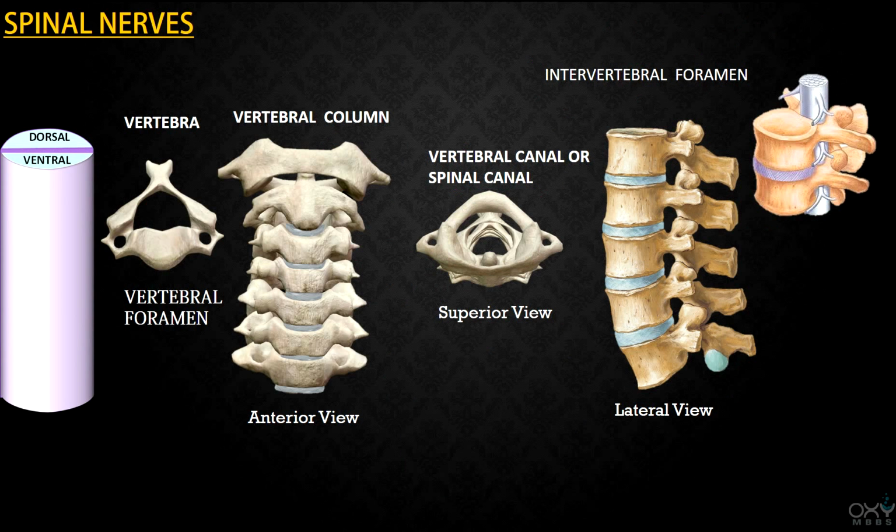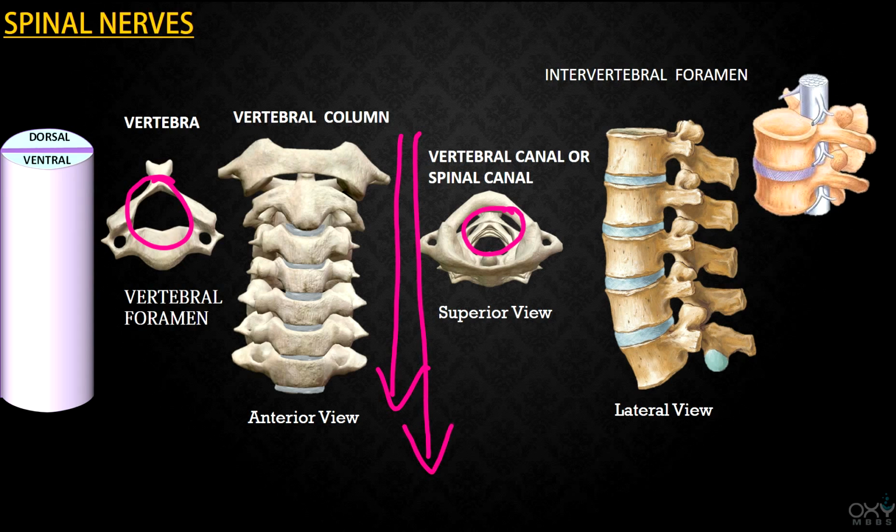Now friends, because of this vertebral column, the vertebral foramen present in each vertebra forms a hollow cavity like this in the whole length of the vertebral column, and this cavity is called vertebral canal or spinal canal, and through this canal spinal cord passes like this.